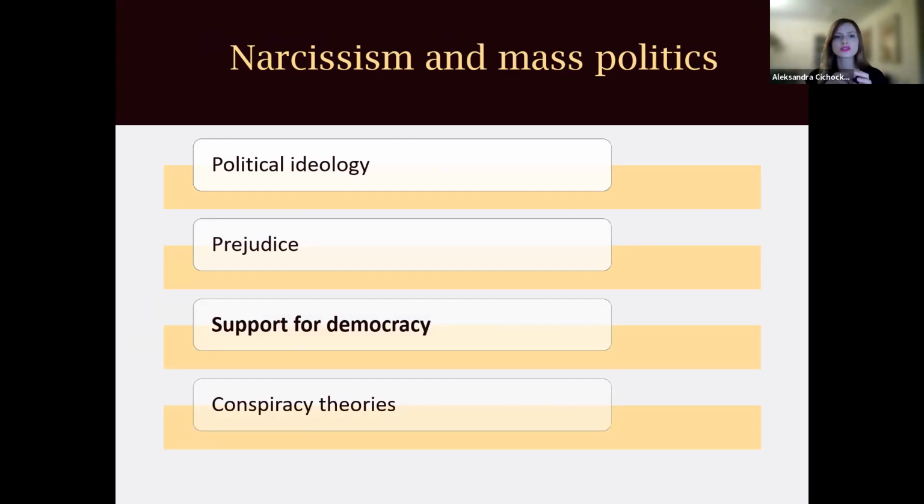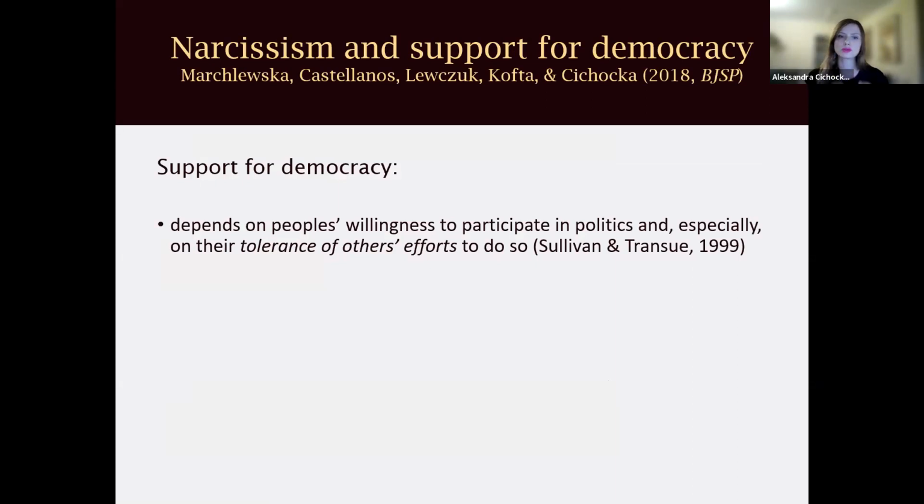Now, in another project, we tried to understand what these attitudes associated with narcissism could mean for general support for democracy. Again, going back to classic studies on the psychology of democratic attitudes, we assume that support for democracy will depend on people's willingness to participate in politics, but also especially on their tolerance of others' efforts to do so. So if we want to support democratic processes, we also need to accept that others whom we do not agree with might win the election, for example, and take decisions on our behalf.